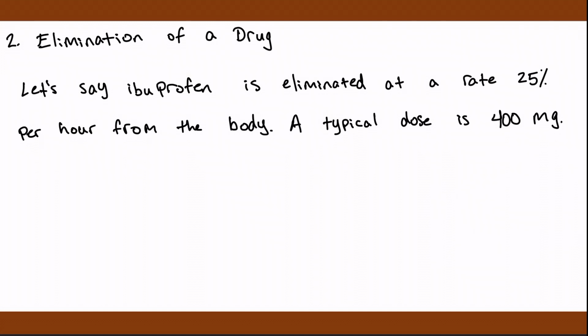So now let's look at the second most common problem when dealing with exponential functions, and it's the elimination of a drug. We're dealing with decay here. Before it was growth, and now it's decay. So let's say ibuprofen is eliminated at a rate of 25% per hour from the body. And a typical dose is 400 milligrams. Well, that means that we start with 400 milligrams. I'll use Q to denote our values. The initial amount here is 400 milligrams, and every hour, there's 25% less of it.